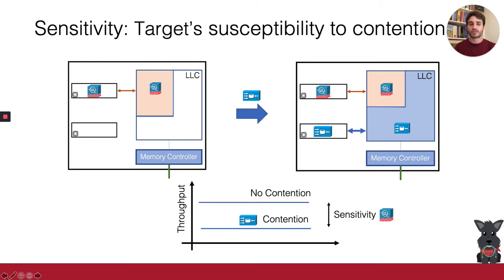Sensitivity is a property of the target NF and quantifies the idea that the target NF is susceptible to performance drop due to competitors' contentiousness. Indeed, in this visual example, we show originally the case where the firewall runs alone on the server and occupies a share of the last level cache and achieves a certain level of throughput. Once a competing NF is added to the mix, the competitor starts occupying its own share of hardware resources and might thus cause slowdown for the target NF. We define the target sensitivity as the function that estimates the target slowdown relative to the competitor's contentiousness.